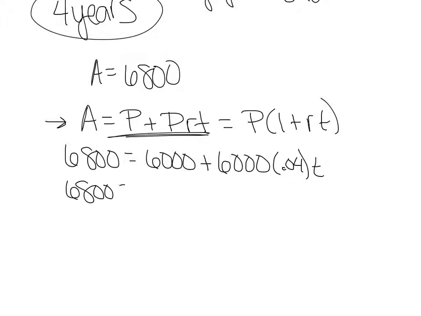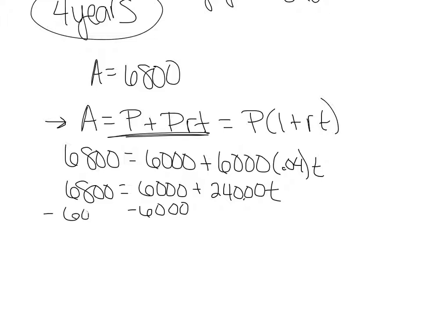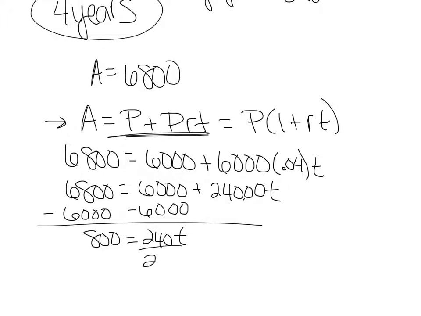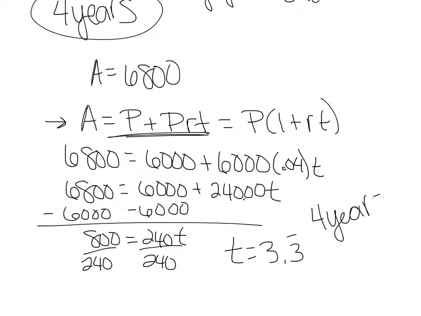So if I simplify the things that I can on that right-hand side, I can take 6,000 times 4/100, and I will get 240 times t. And solving a two-step equation, we want to subtract 6,000 from both sides. So we get 800 equals 240t. Divide both sides by 240. And you would get t equals 3.3 repeating. So if I want to know how many years, I'm looking for whole years. So I would have to round up, so it would still be 4 years. So both methods work. You get the same answer, just whatever one clicks better with you.